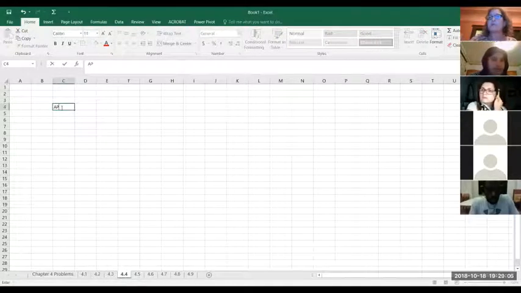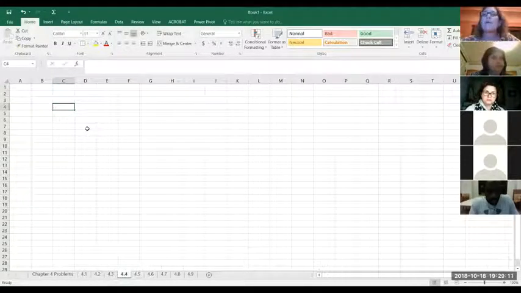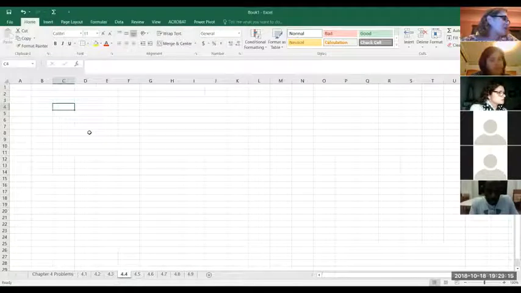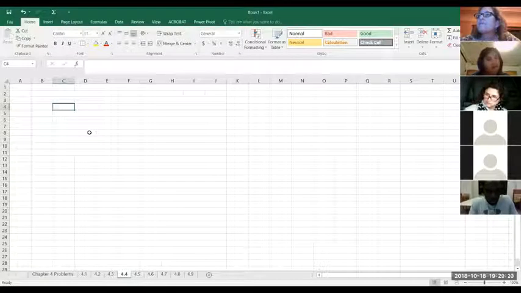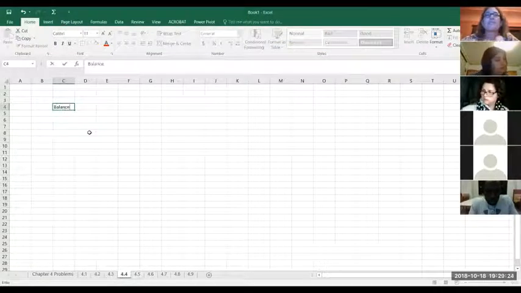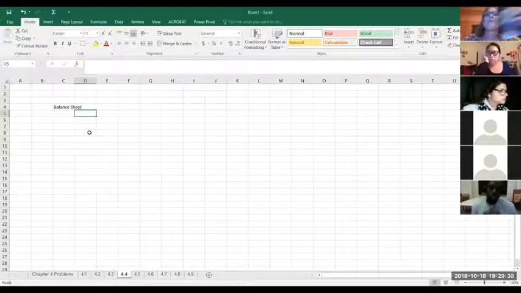Accounts payable is the first one. But first of all, before I put them on here, why don't you guys tell me how you would sort it out? What would you put first on this list? What goes first at the top of the balance sheet? Your assets, your current assets. And what's the first thing that goes in the very top? Cash and cash equivalents. Okay. So cash is the first thing.